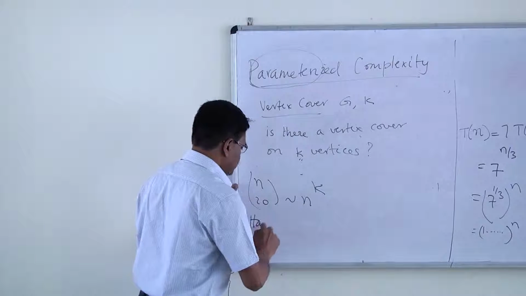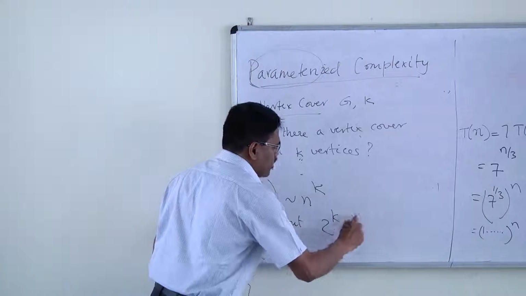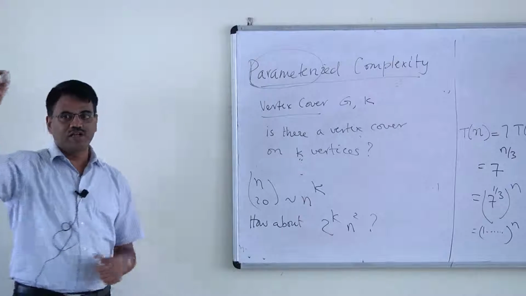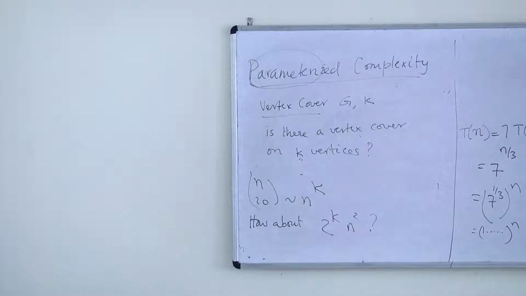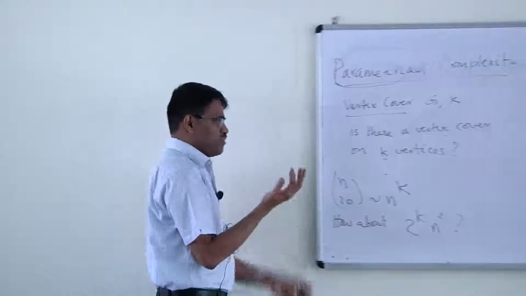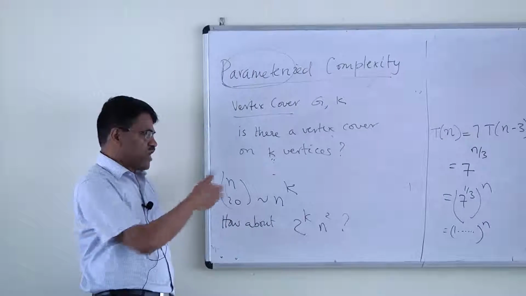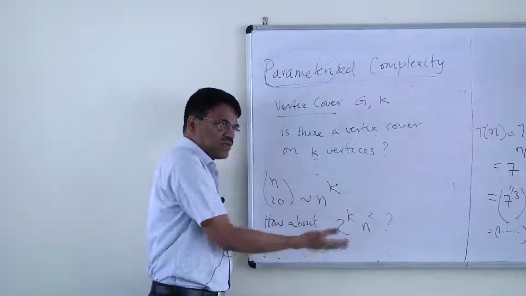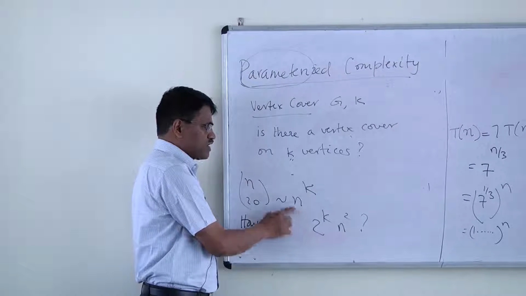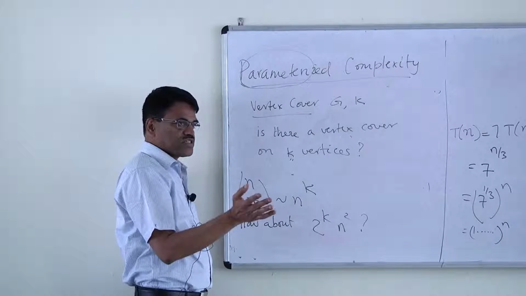How about 2 power k times n squared kind of an algorithm? Don't make k sit on top of n, but maybe sitting on top of some small constant. NP-completeness does not rule out anything of this type. If k is large, it's still an exponential algorithm, but at least for small k, this is a much more feasible algorithm than n power k. So parameterized complexity addresses this question.